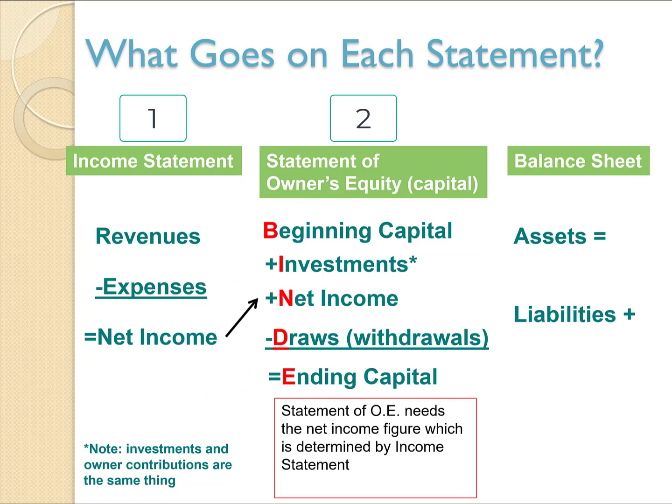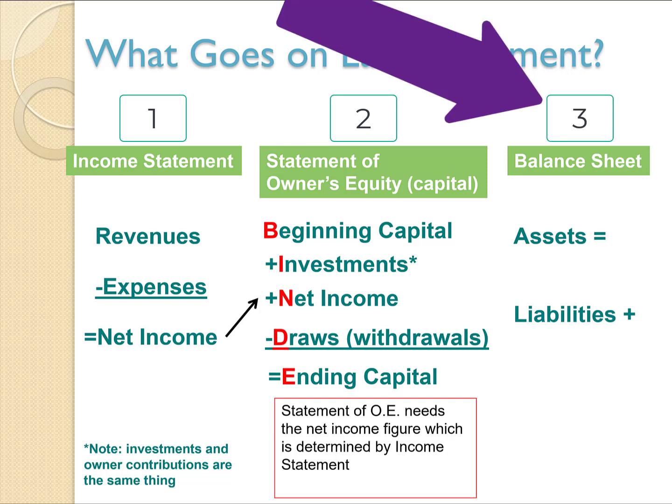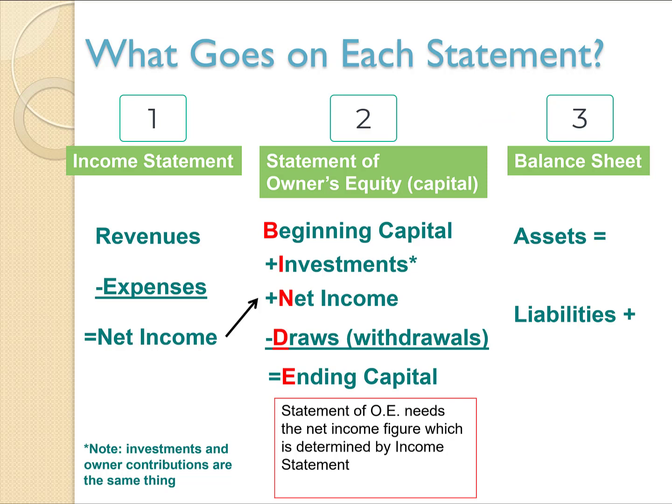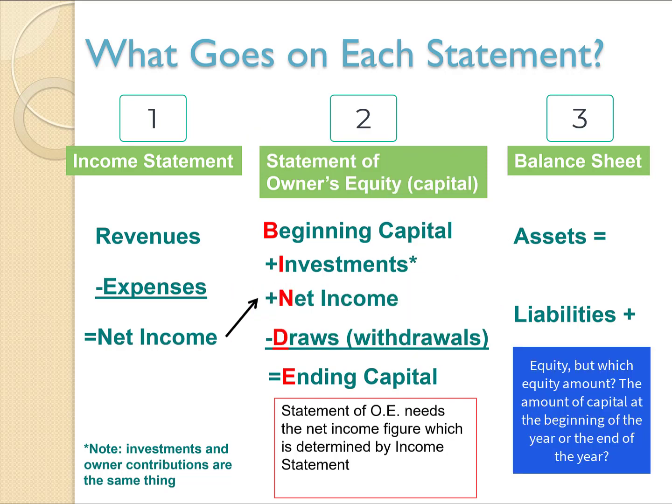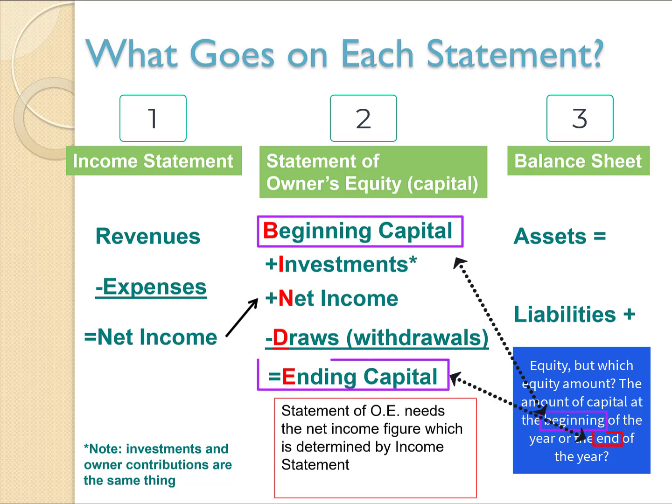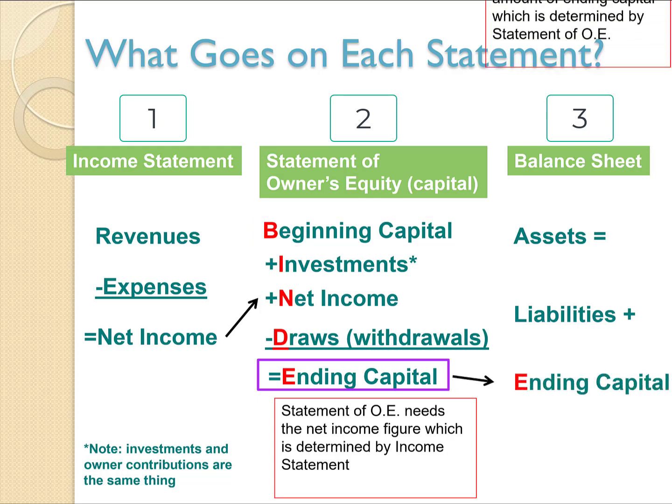So once we're done with the statement of owner's equity, we create the balance sheet. Now remember, these are done at the end of the year, at the least. So it's the end of the year and we're creating the balance sheet, and hopefully you remember that the formula for the balance sheet is assets equals liabilities plus equity. Now look at the statement of owner's equity. Remember, the capital account is the equity account. So which capital account would we use? In other words, which equity do we use? The beginning capital or the ending capital? Now, since this balance sheet is created at the end of the year, you want the ending capital.